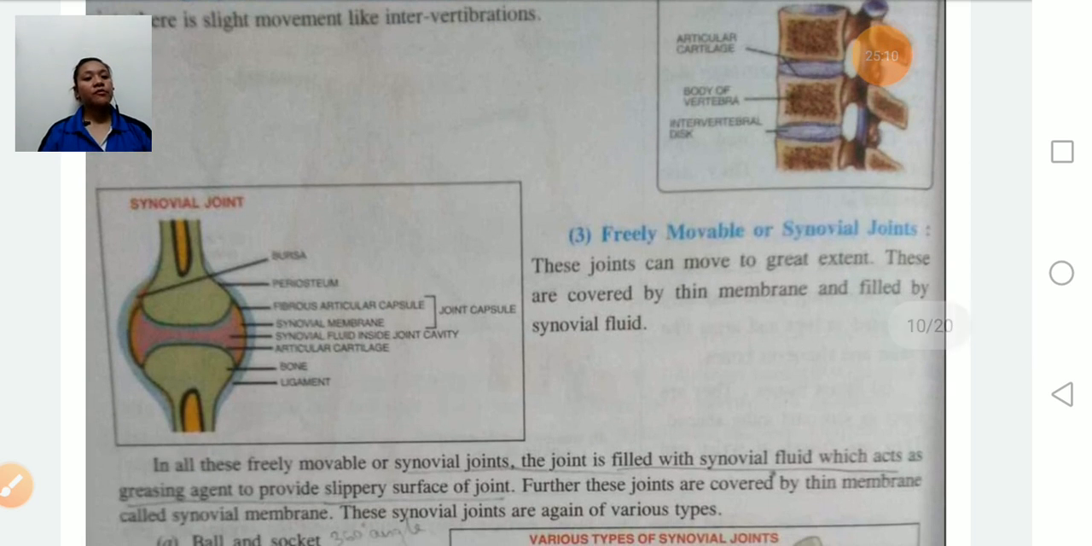Next is the freely movable joint, also known as the synovial joint. This joint can move to a great extent. These are covered by thin membranes and filled with synovial fluid in between the joint. Therefore the joint moves freely to a great extent.